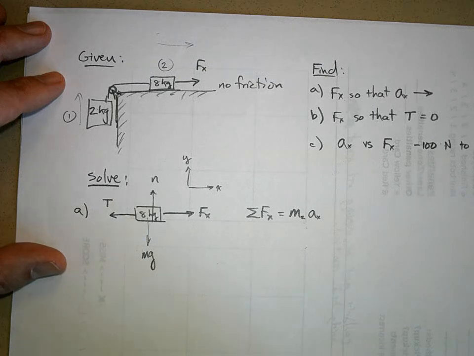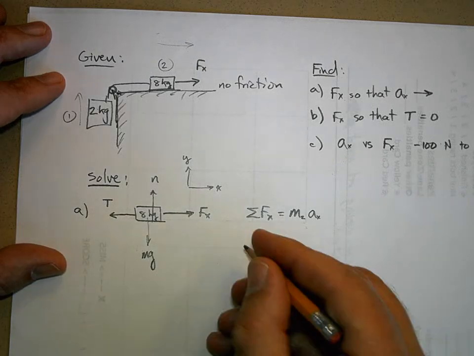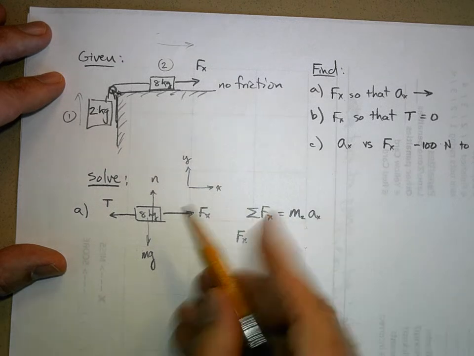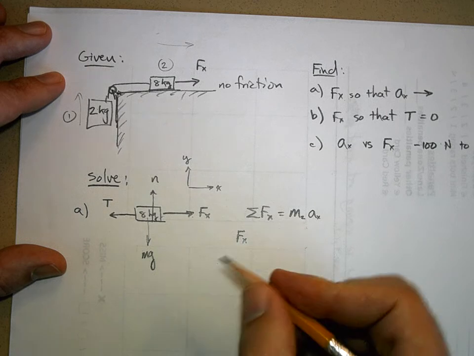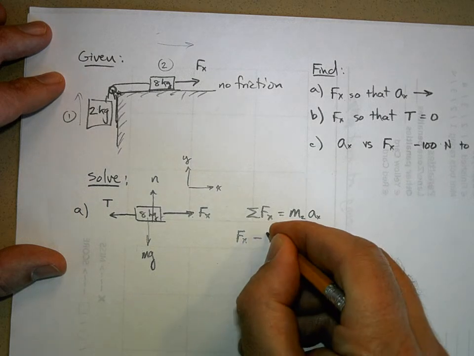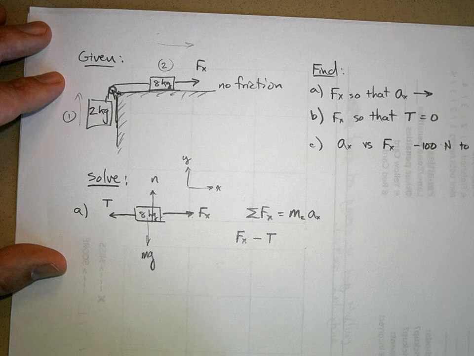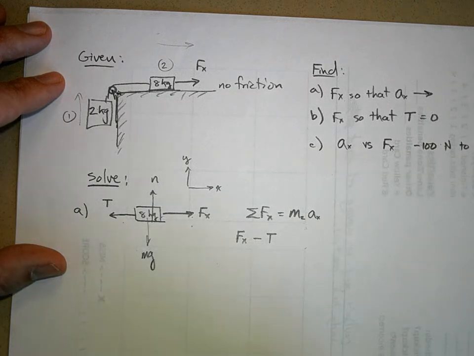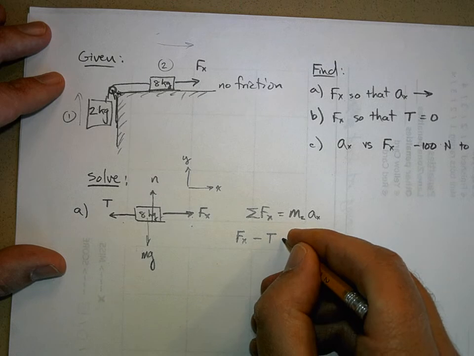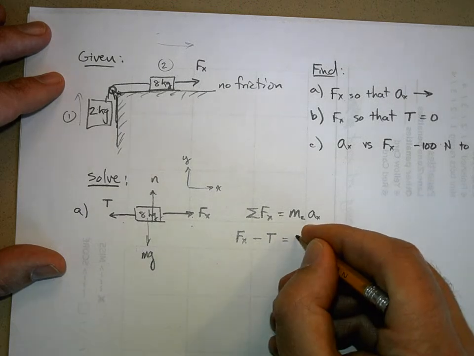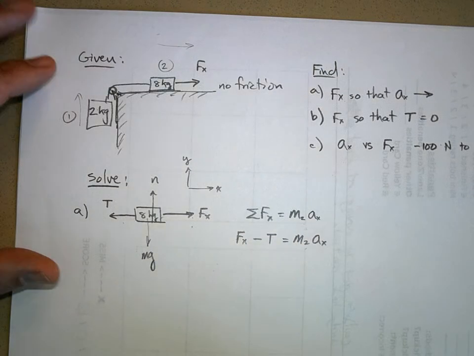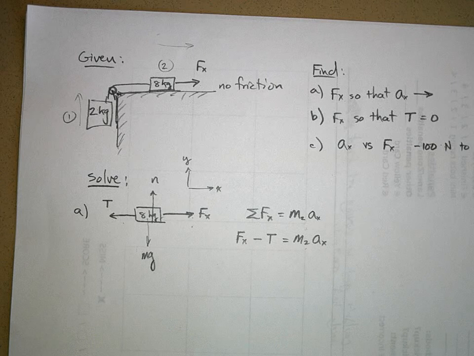Well, what is this? Well, we're going to say, well, F sub x, if I add the forces, this is in the positive direction, this is the negative direction, so I just subtract it. When I add the forces together, I'm going to be taking this force, subtracting that force, and this is going to be equal to m2 a in the x.